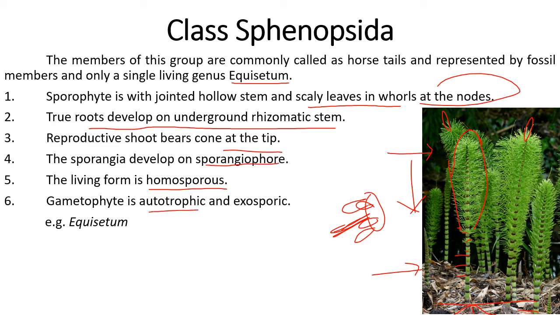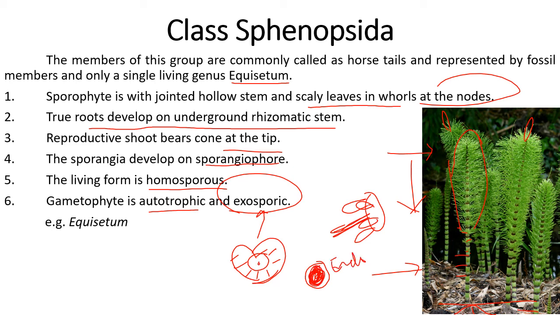Gametophyte is autotrophic and exosporic. Exosporic means what? If this is a spore and gametophyte is developed out of the spore, bigger than the spore, external to the spore, that is called as the exosporic. And endosporic means this is the spore and gametophyte is developing within the spore itself. It does not come out of the spore. So this is called as endo, and if it is coming out then this is called as exo. So here you can see exosporic gametophyte, and example is Equisetum.